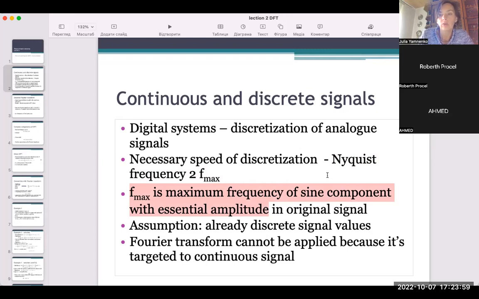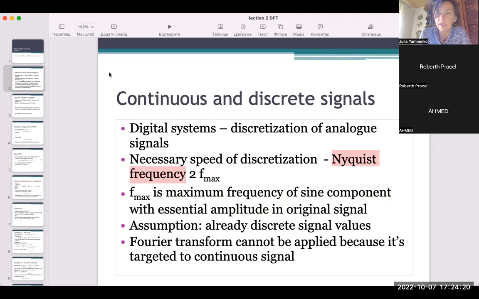You can also search by yourself for this term, Nyquist frequency. Nyquist is the last name of the scientist who investigated the frequency characteristics of different signals a lot, and that's why this parameter is called after his name.